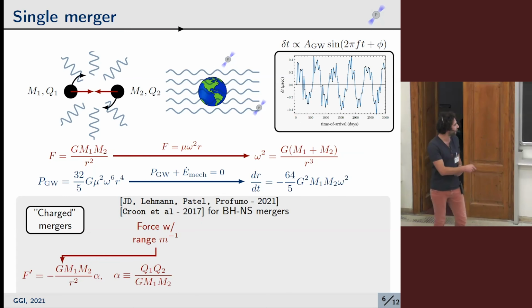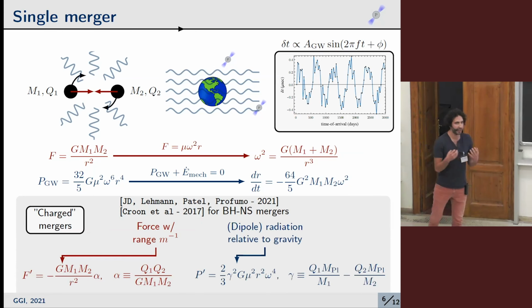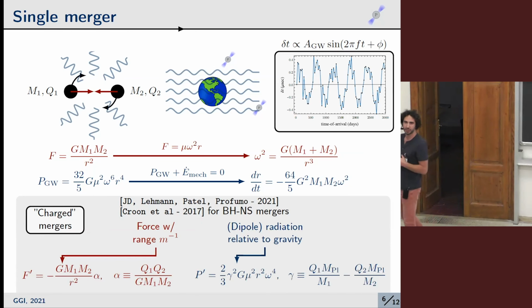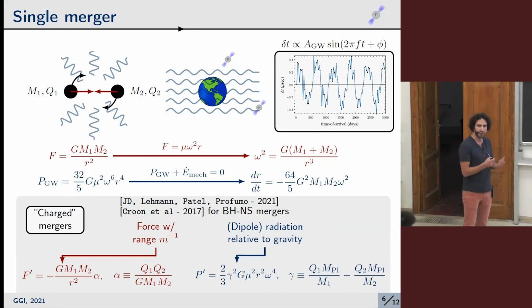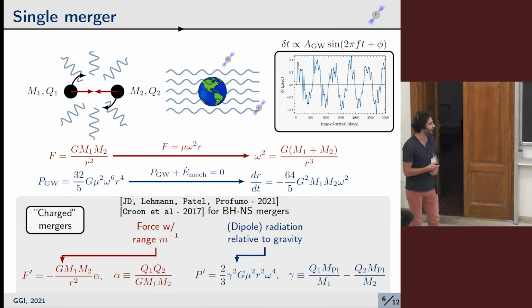The first one is a force that's new now, not the gravitational force, but a new kind of force, which I'm parameterizing here by some value of alpha, which is just a force strength parameter normalized to gravity, given by Q1, Q2 divided by the gravitational force constant out front. The second effect is you now have dipole radiation that you can emit in addition to the quadrupolar radiation into gravitational waves. In this case, the power is given by the Larmor formula that you study in undergrad, with this omega to the 4 dependence out front.